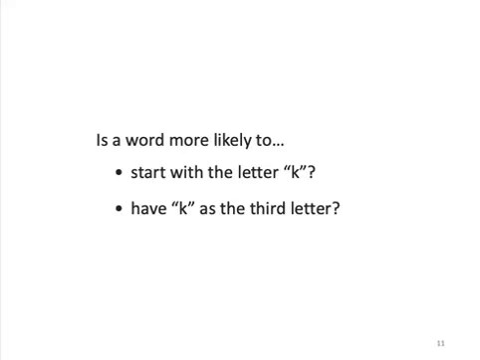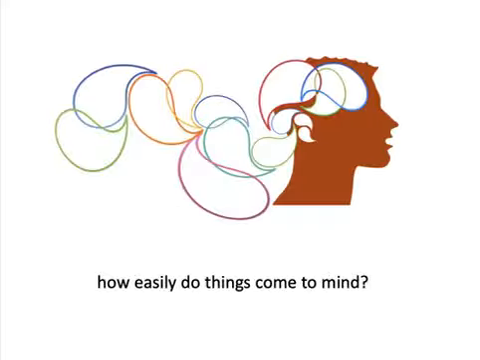So really, it's not clear what the right answer to this question is. There might be many more words with K as a third letter. However, because when you're asked this question, many more words that start with K jump to mind, and because examples of the first one, i.e. words that start with K, come more easily to mind or are more available, people think that it's actually more likely for a word to start with K. But that's just because it's easier or more available to think of words that start with K than it is of words that have K as a third letter.